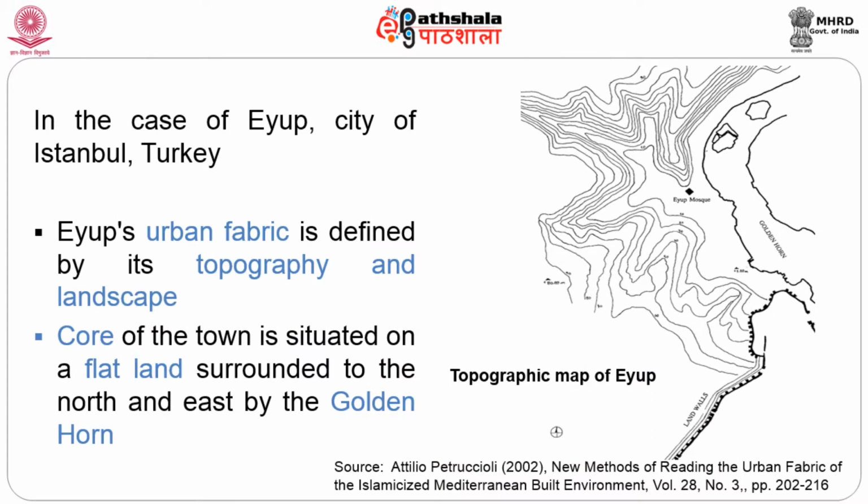The second is the topography and the environmental characteristics, the topography and the landscape characteristics. To highlight the identity of the urban fabric in terms of the place, I have taken the example of Eyüp, which is located in the city of Istanbul, Turkey. This is also a very old city, but it has progressed and gradually increased over a period of time. So, in Eyüp, in Istanbul, the topography very well highlights the city's urban fabric.